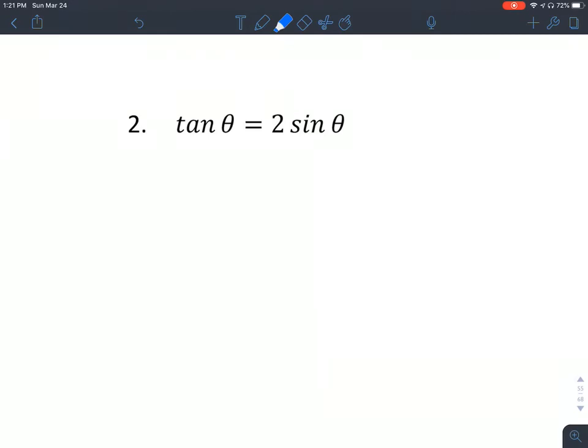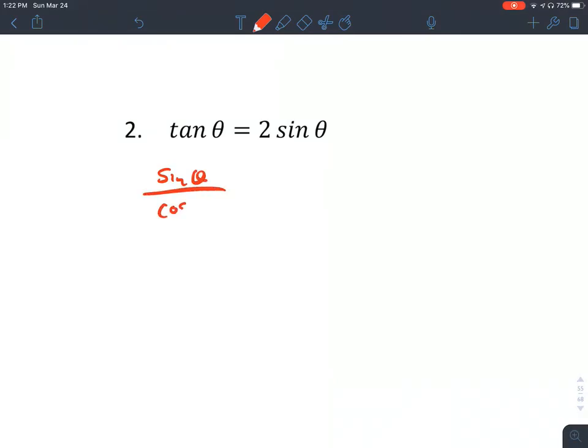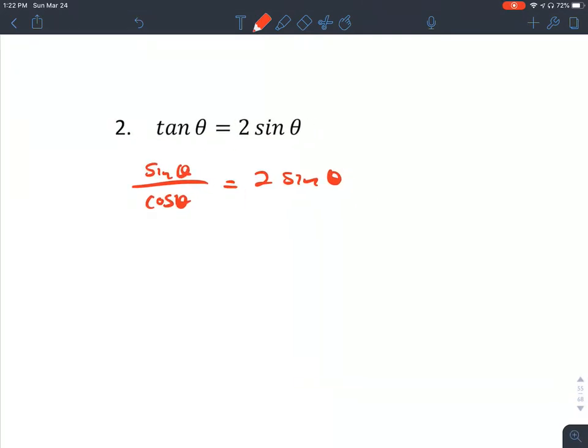Number 2. I want to get the 2 by itself, and I also want this to be one trig function. I'm going to change tangent to sine over cosine. If I divide both sides of the equation, I guess I don't want to do that.